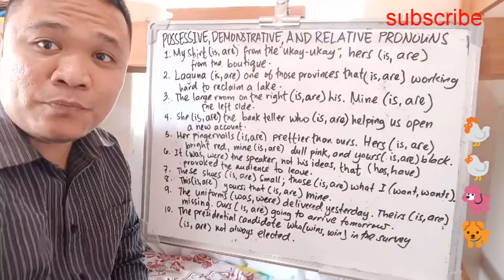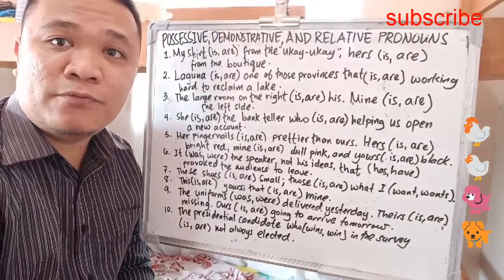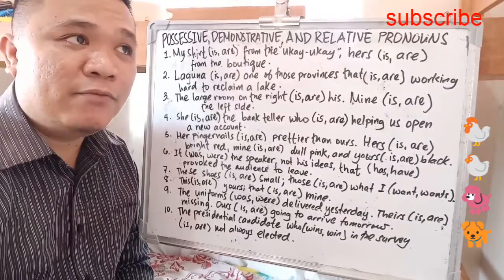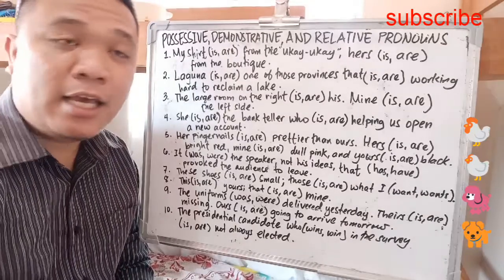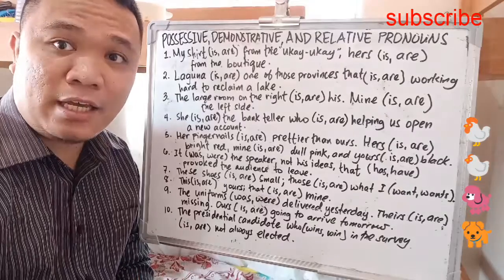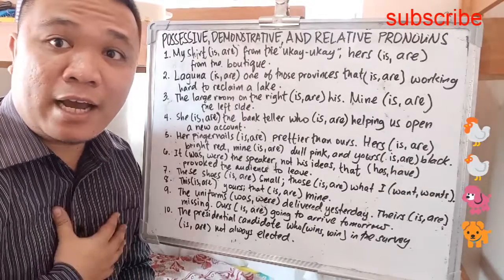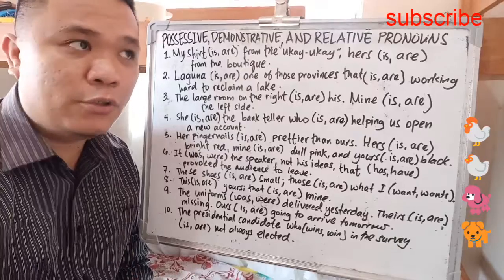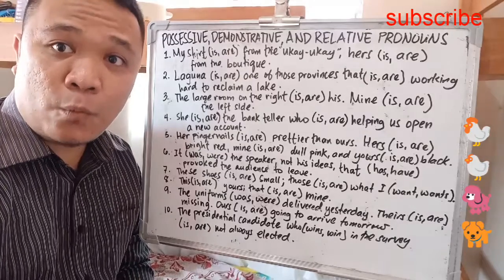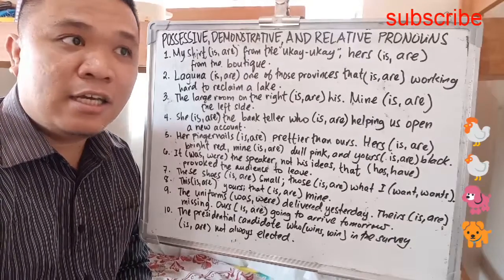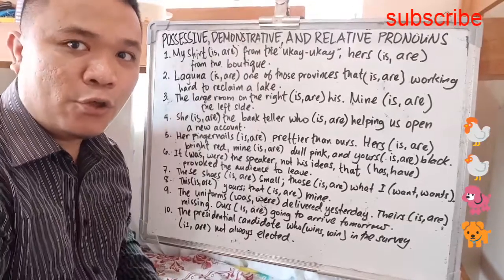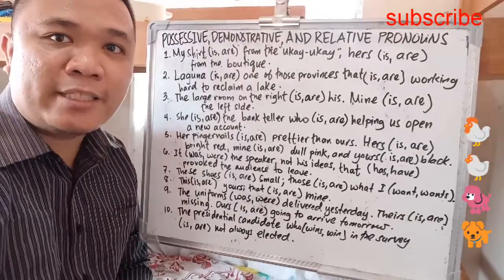Alright, so what are examples of possessive pronouns? For example, we have hers for she, his for he, mine for I, yours for you, ours for we, theirs for they, and its for it. So those are examples of possessive pronouns.